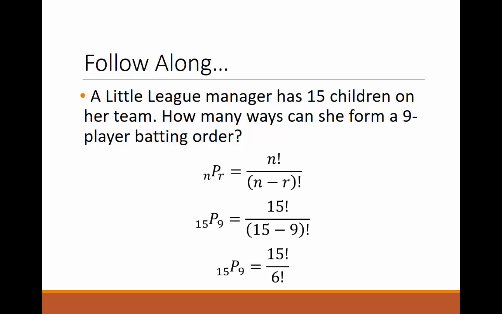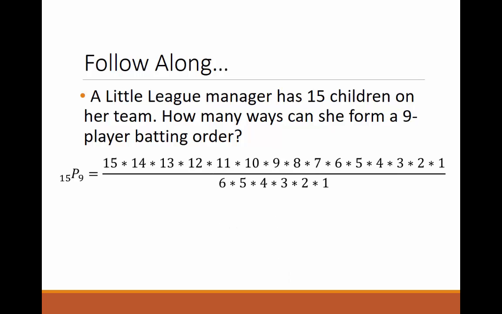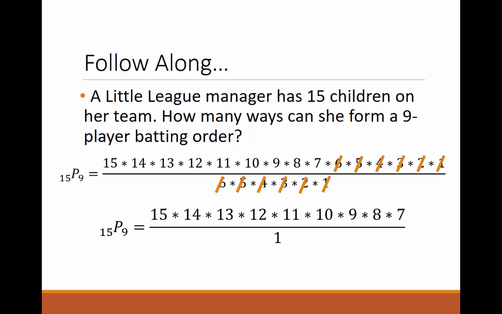We see that we're trying to calculate 15 factorial divided by 6 factorial. If we write that out, we'll see a lot of those terms are going to cancel out because anything divided by itself is always going to be 1 or it disappears. So the only things that we have to multiply together are what remains in the numerator, and we see that there are 1,816,214,400 different 9-player batting orders from a group of 15 children.